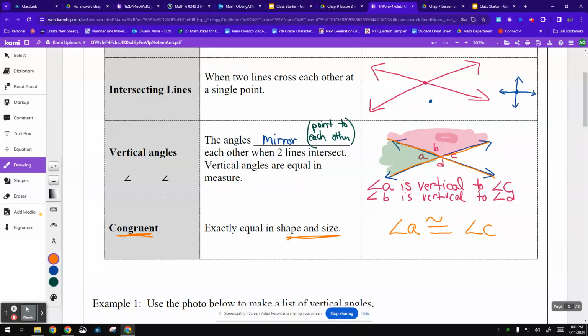There are other angle relationships we're going to learn that are also congruent. So it doesn't always mean vertical. What it means is if I told you that this angle was 32 degrees, you would know that angle C is 32 degrees. And if you know that angle A is 32, you can also find angle B. Yeah, you can. How?